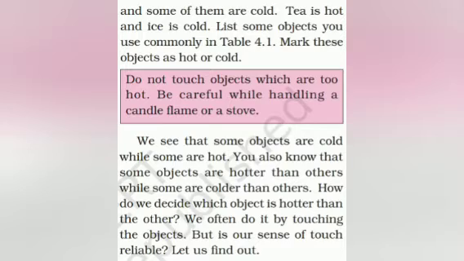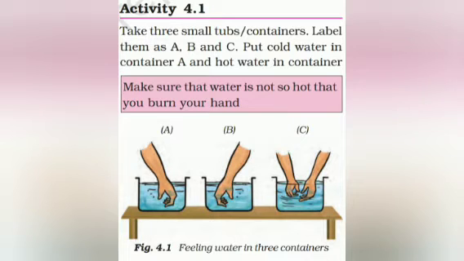How do we decide which object is hotter than the other? कौन सा बहुत ज़्यादा गर्म है कैसे हमें समझ में आता है. We often do it by touching the object. हाथ लगाने से पता चलता है because our sense of touch seems reliable.